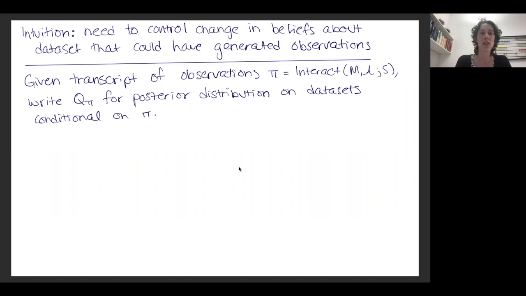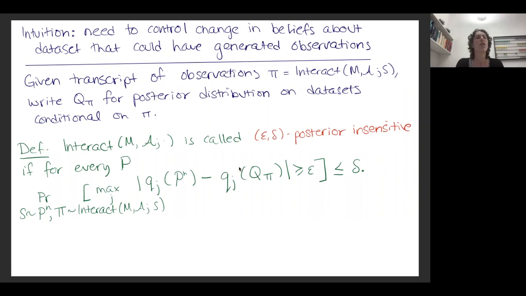The thing that we're going to do with this is introduce some vocabulary for reasoning about queries on this posterior distribution. In particular, we'll say that an interaction is posterior insensitive if it ensures that with high probability, the queries that get asked are queries whose answers on the underlying distribution are close to their answers on this posterior distribution. This is the way we would have encoded our understanding of what the underlying data set is by observing the interaction between the mechanism and the analyst.